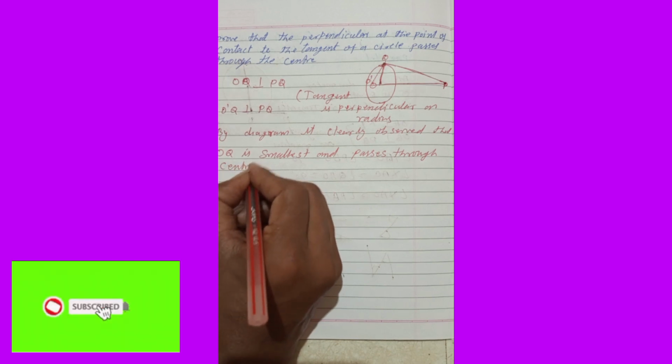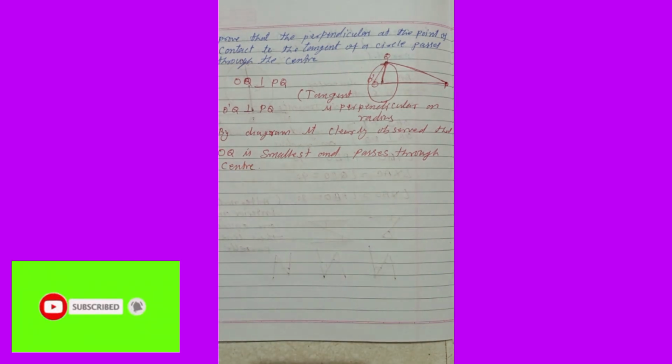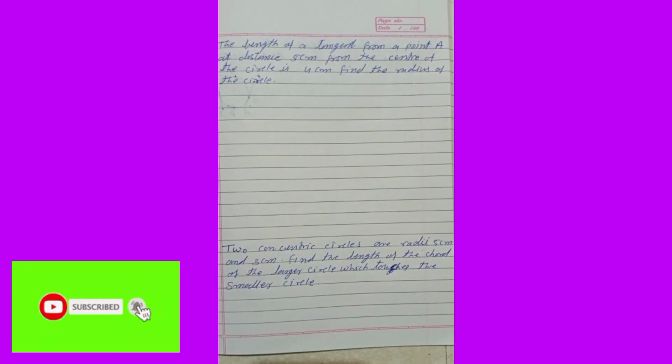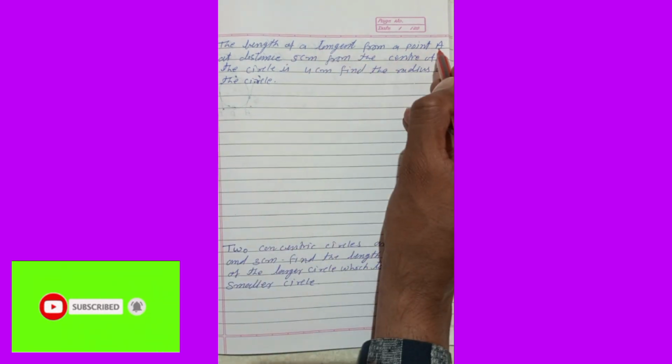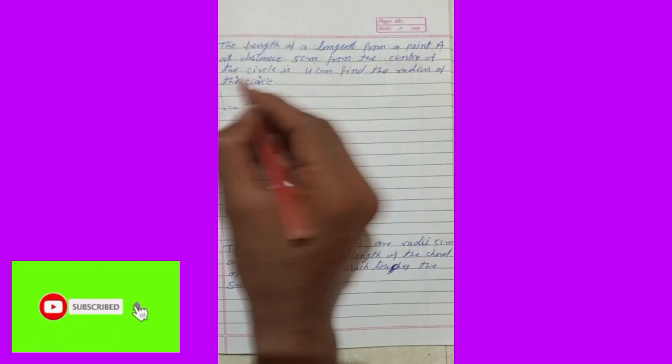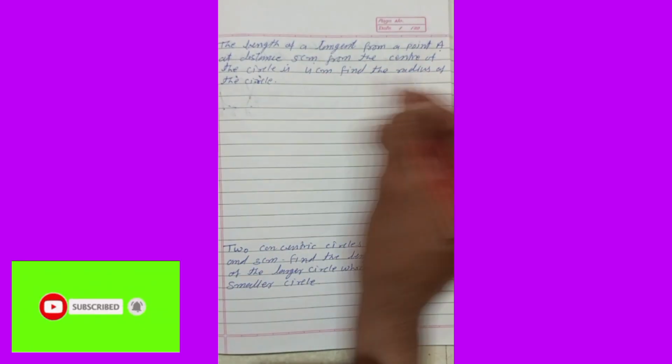It is. Hence it is proved. Now we are taking question number 6. So question number 6 is here. The length of a tangent from a point A at distance 5 cm from the center of the circle is 4 cm. Find the radius of the circle.